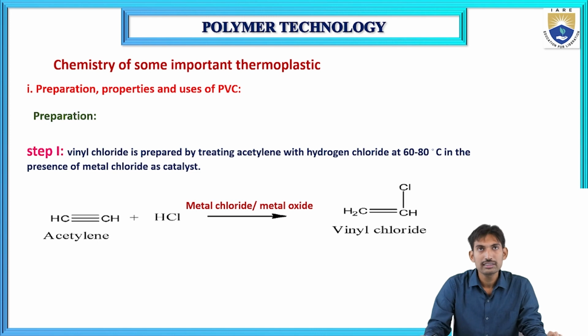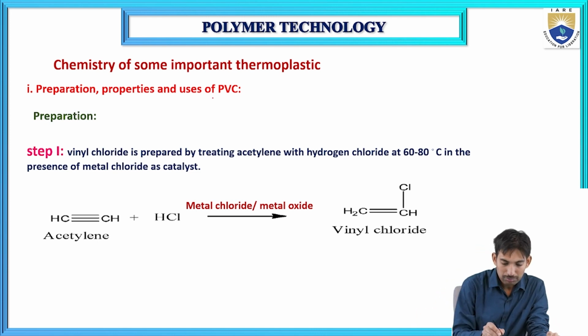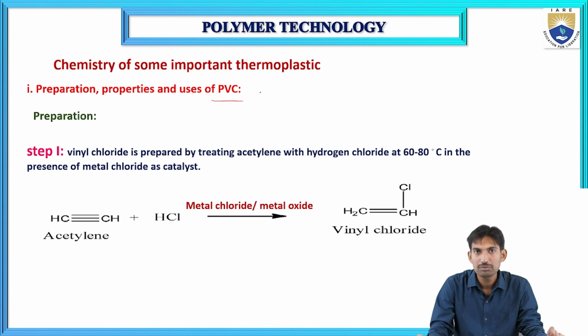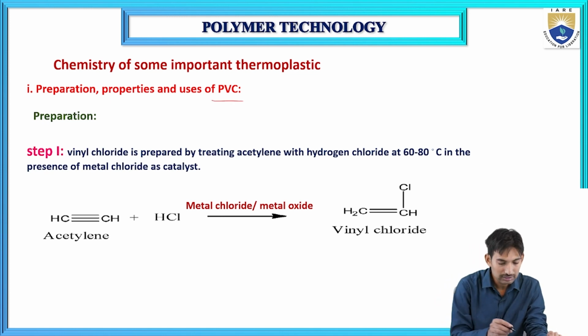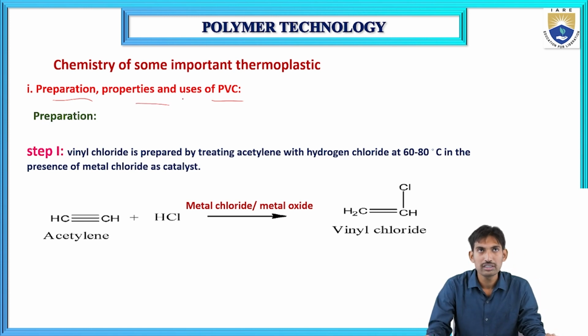These are the examples for thermoplastics. The first one is polyvinyl chloride. Polyvinyl chloride is an example of a thermoplastic. Here we are going to learn the preparation, properties and uses of polyvinyl chloride: how we can prepare polyvinyl chloride polymer, what are its properties, and its applications.